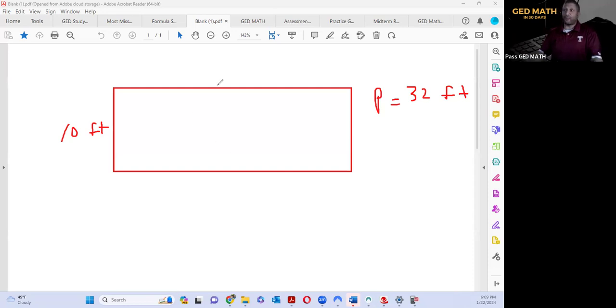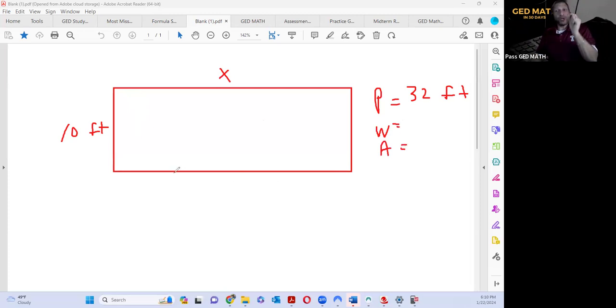But let me give this example real quick. Say the perimeter is 32 feet. I'm going to call this the length, because length is how long something is. So up and down, I call length. This way is width. But again, if I turn it, it switches, so it doesn't really matter. My 10 feet is my length. I don't know my width, but I know my perimeter is 32 feet. I want to find the width and the area. Those are the two things I want to find.